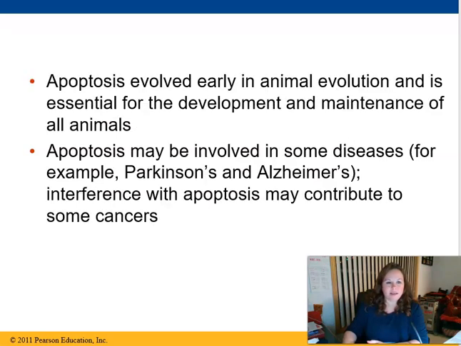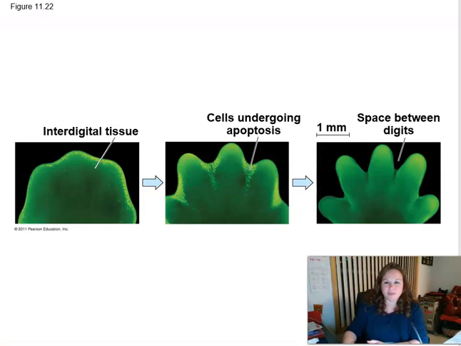All right, and sometimes it's important even in development in fetuses and embryos. You actually had to have cell death happen in between your fingers to get rid of that tissue so that you could have fingers that weren't webbed.